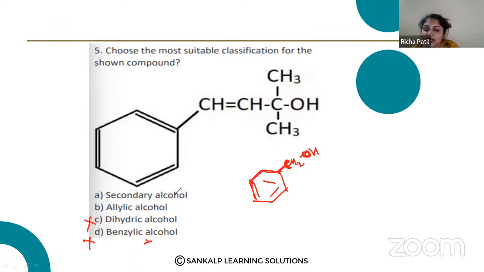Okay. Now secondary means what? Carbon is attached to two other carbons, but here it is attached to three carbons. So this is also wrong. So the correct answer is what? Allylic. So OH is attached to a carbon which is next to a carbon-carbon double bond. So correct answer is B. Okay, B is the correct answer.